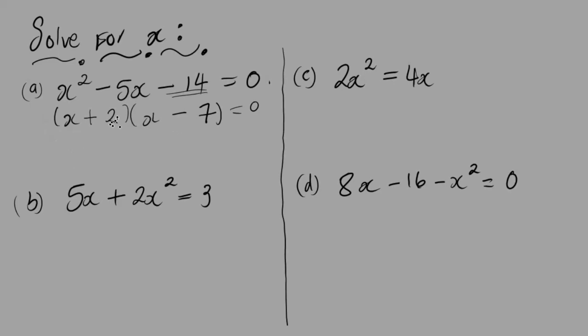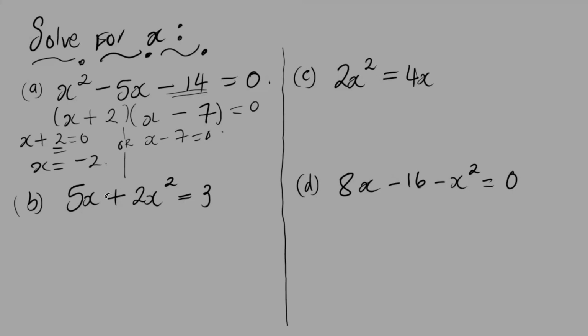The zero factor law says if you're multiplying 2 brackets like this and you get 0, at least one of those brackets has to be 0. So we are going to equate each of them individually to the right side. So x plus 2 is equal to 0, or this bracket x minus 7 is equal to 0. And then there you just transpose the number to the other side. So you have x is equal to, when you transpose 2 to the other side, it becomes negative 2.